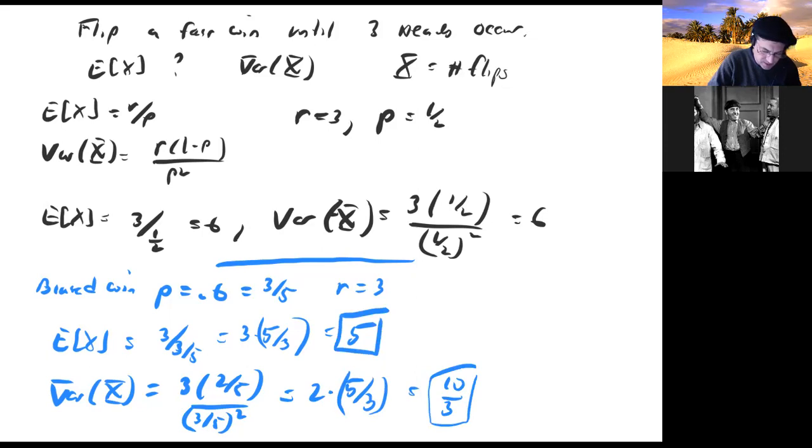And in both cases, the numbers are smaller, right? The variance is smaller and the expected value is smaller. Well, that's enough for now. And we did a lot of calculation today.